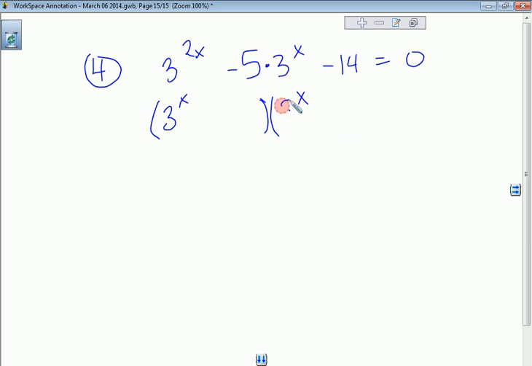3 to the x, and 3 to the x times 3 to the x gives me the 3 to the 2x. Now, what can I multiply that will give me 14? That's 1 and 14 and 7 and 2. So I'm just going to play with it so that I get my middle term correct. If I made this a plus and this a minus, I want it to end up being negative, so I'm going to let that 7 be negative and the 2 be positive. That's a negative 21 and a positive 6. Does that work?